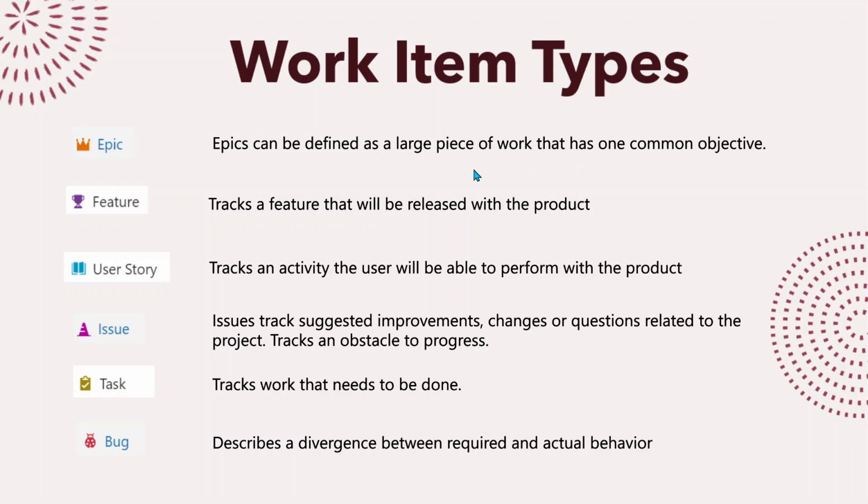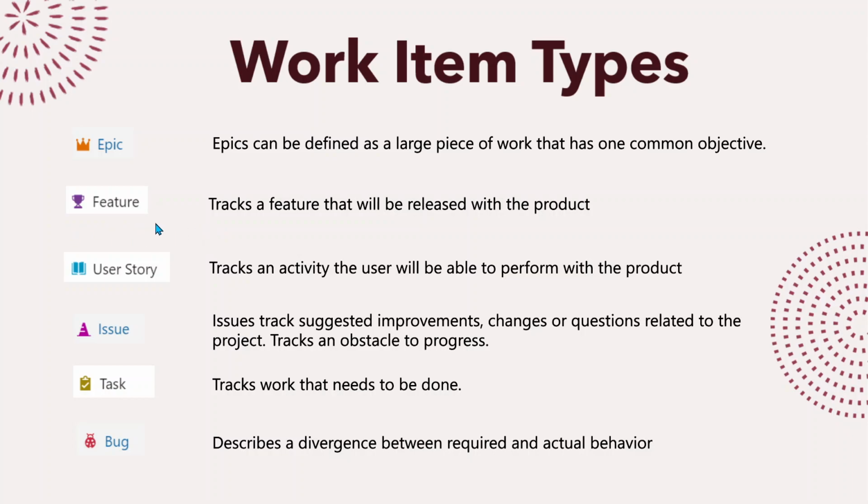You can imagine it as a larger goal of your product. If you are trying to build a product, you can think of one common larger objective, and that's what you can call an Epic in real time. Second, we have something called Feature. It tracks a feature that will be released with the product. Say you are trying to build a product, and in that product you have a feature that needs to be tracked.